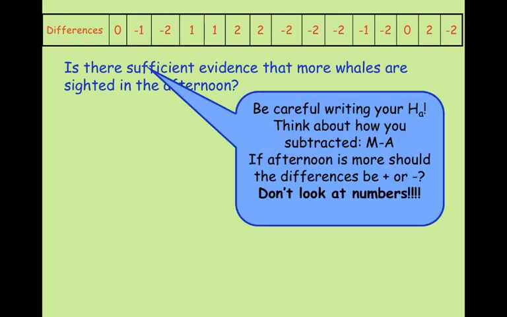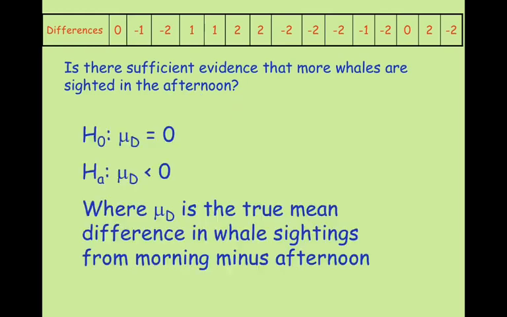Be careful when you write your alternative hypothesis. If the afternoon is more, the differences should be negative here. But if you had written that the opposite way, your alternative hypothesis would be different. So we subtracted morning minus afternoon.